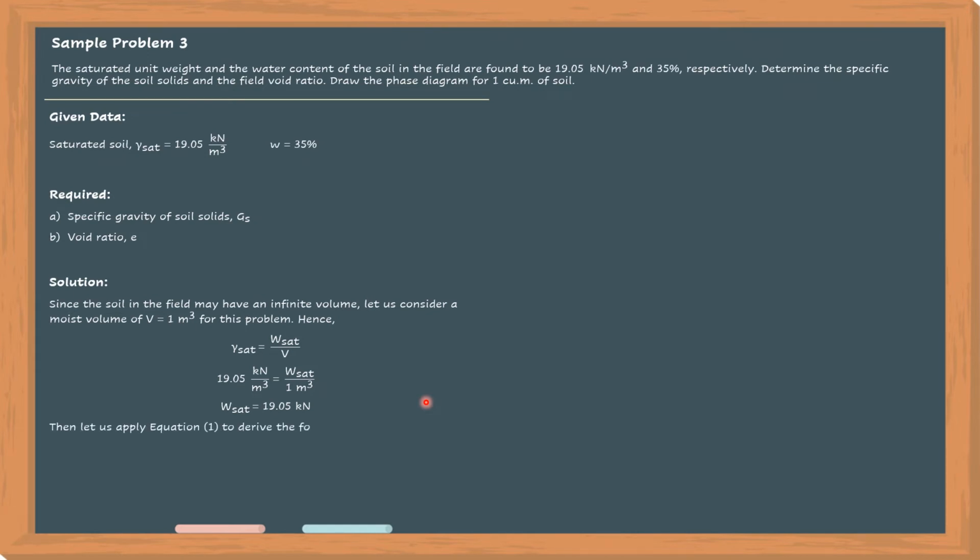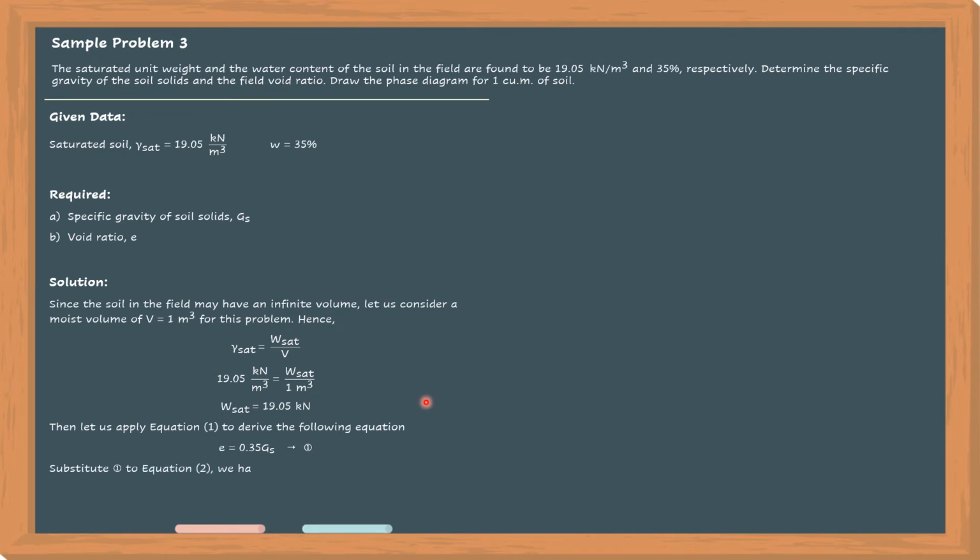Next, we apply equation 1 to derive the following equation. So e, or the void ratio, is equal to G sub S times w. So our w is the moisture content and G sub S is unknown. So let us denote this equation as our equation number 1 for this problem.